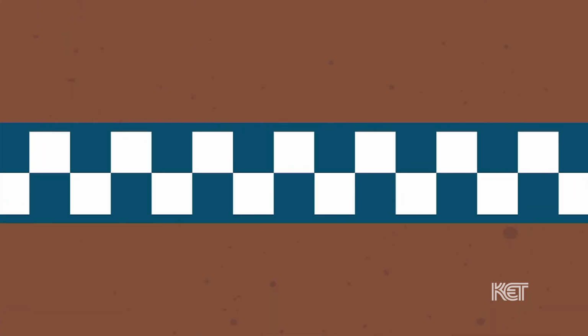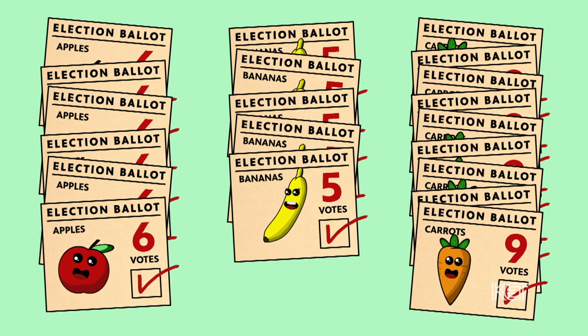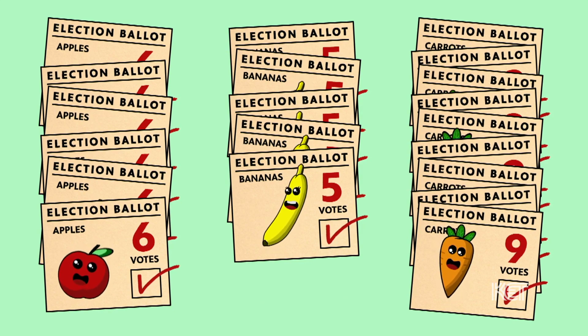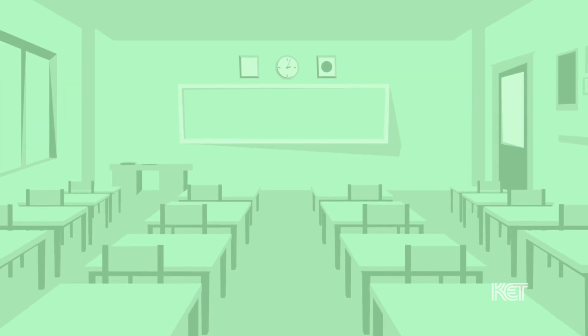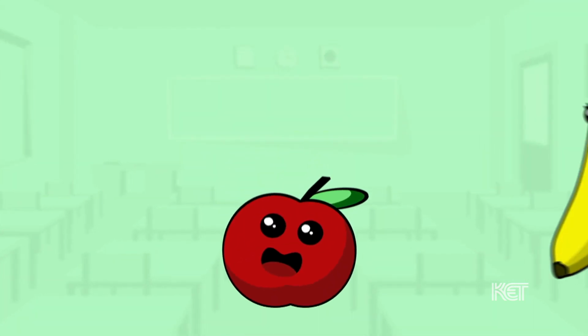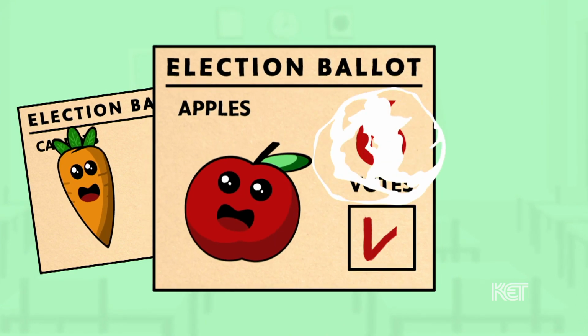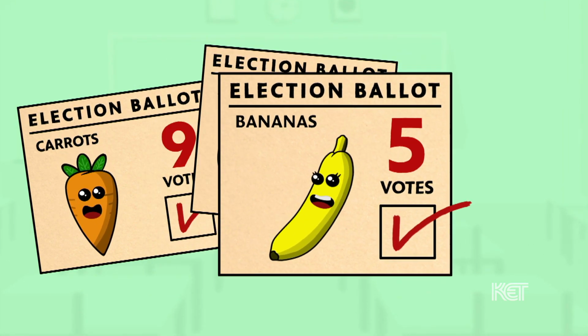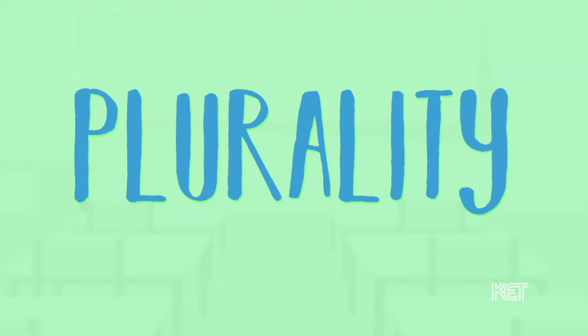First-past-the-post voting got its name from horse racing, where the first horse past the post wins the race. In this case, the candidates don't need to pass a finish line, but at the end of the race, whichever one of them went the furthest by getting the most votes wins. Imagine a class of 20 students voting for a snack to eat. They can choose apples, bananas, or carrots. When the ballots are counted, there are 9 votes for carrots, 6 votes for apples, and 5 votes for bananas. In this example, our carrot candidate won by plurality. They got more votes than any other candidate received.